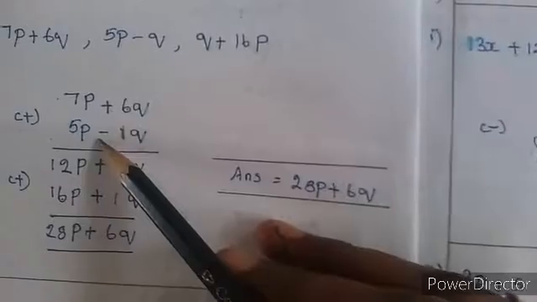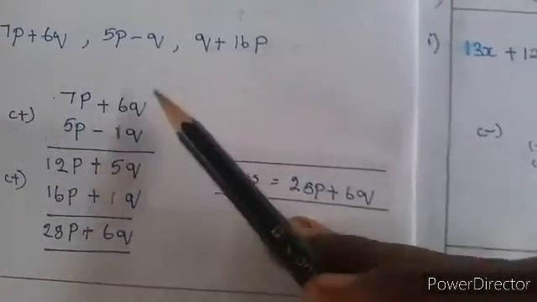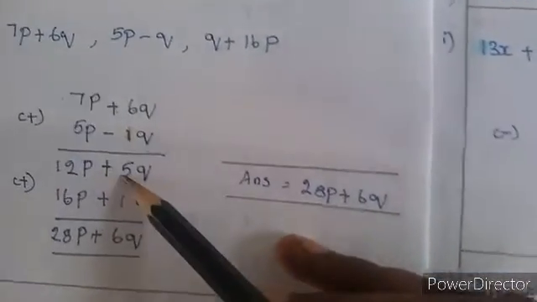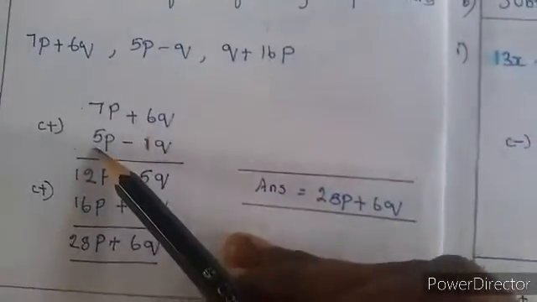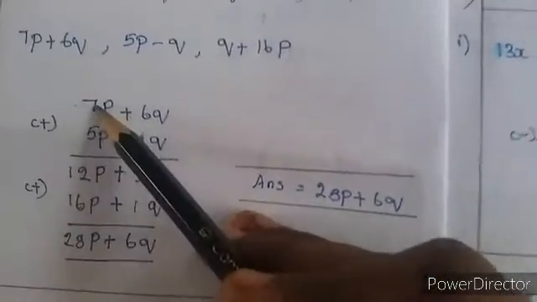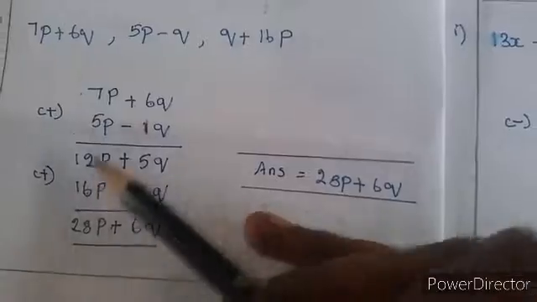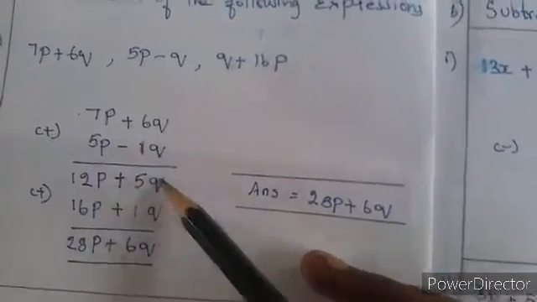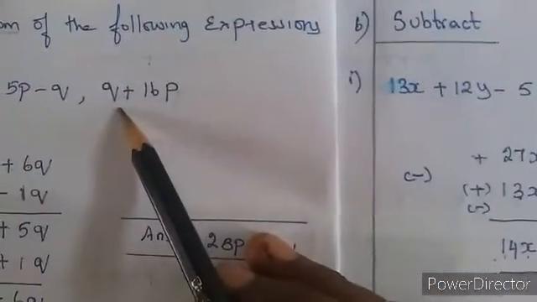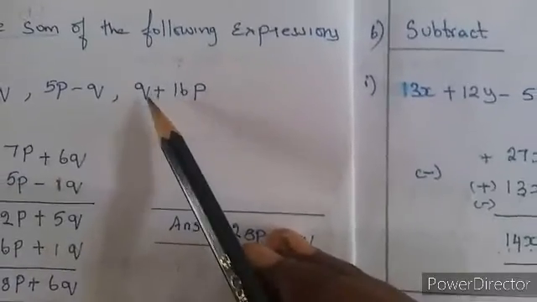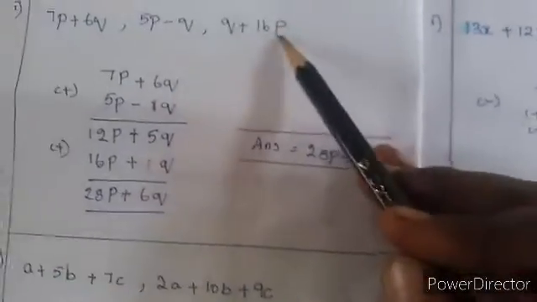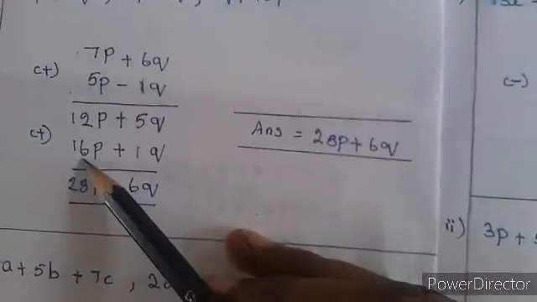Now plus into minus, we have to subtract these two numbers. So 6 minus 1 is 5q. 7 plus into plus, 7 plus 5, it is 12p. Along with this expression, we have to arrange the next expression. They have given us q plus 16p. So under the q terms, you have to write this q term, and the p term is 16p.